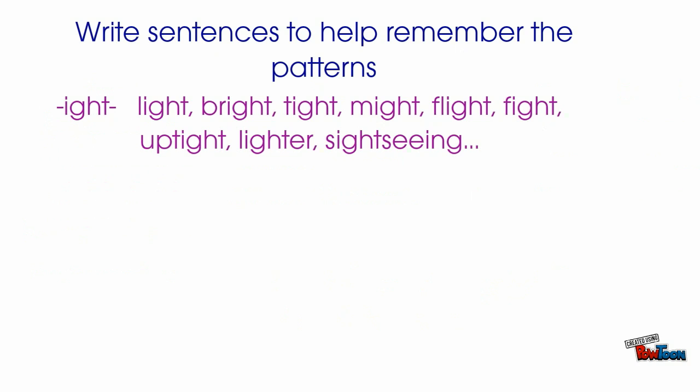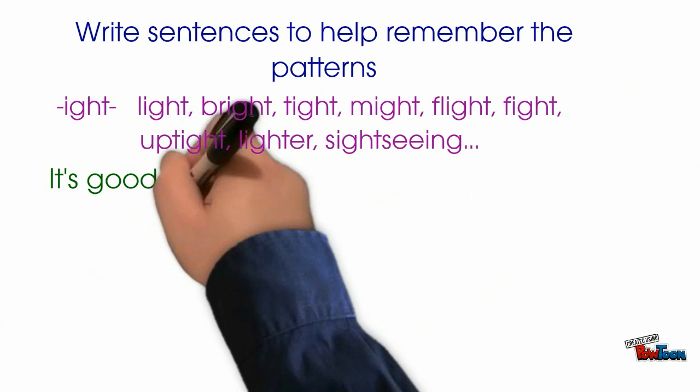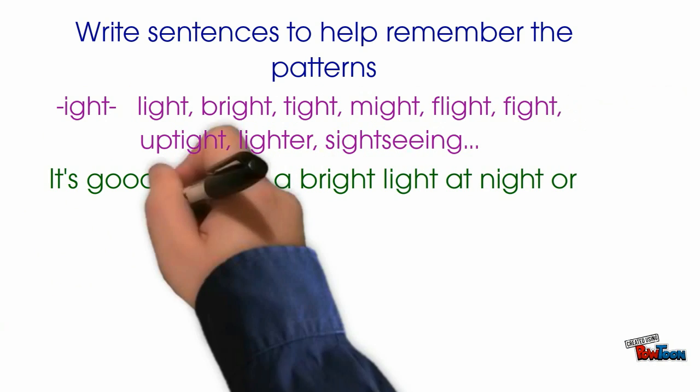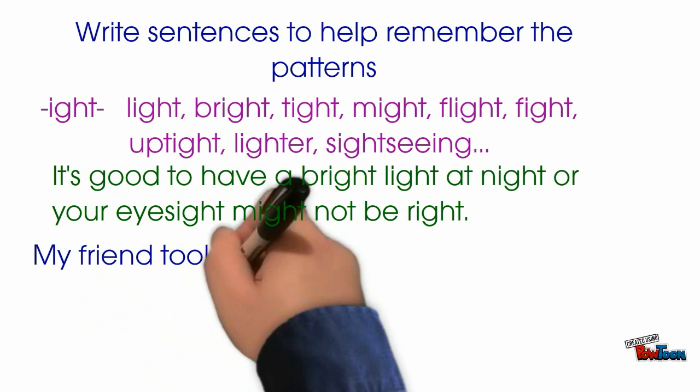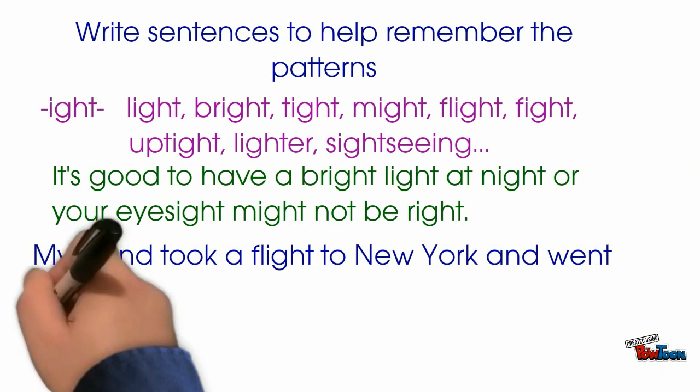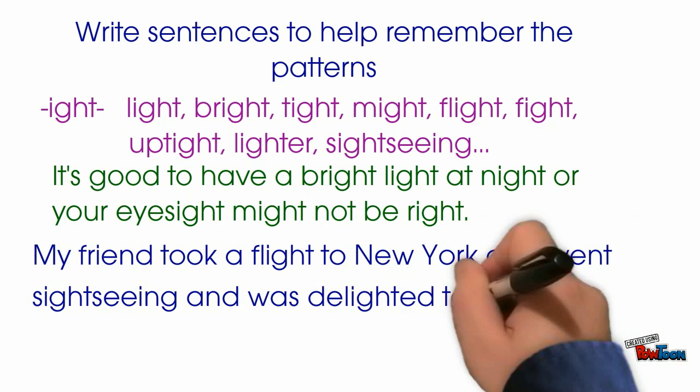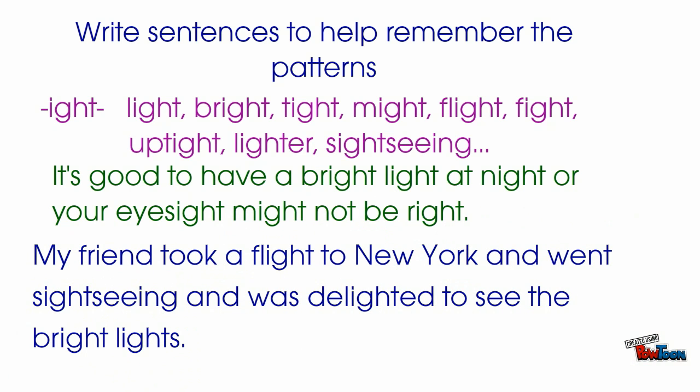Look at these ight patterns again. And we can try and use as many of the ight words in a sentence as you can. It's good to have a bright light at night, or your eyesight might not be right. My friend took a flight to New York and went sightseeing and was delighted to see the bright lights. Great.